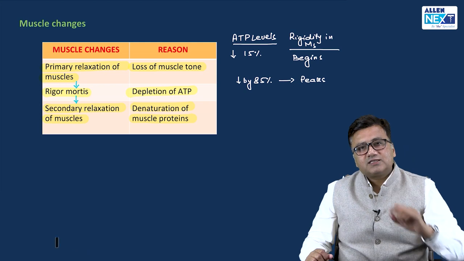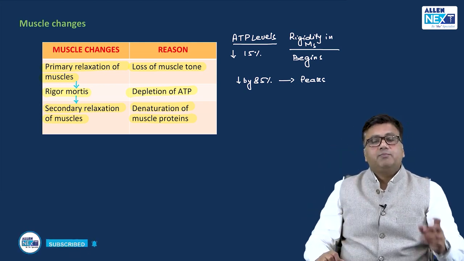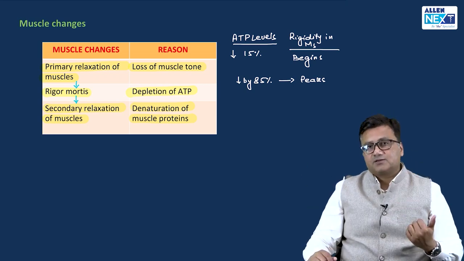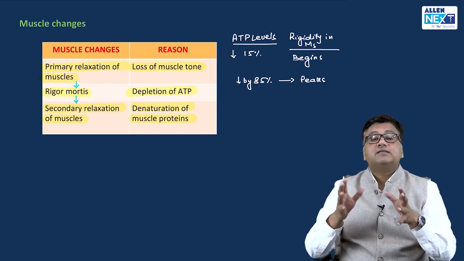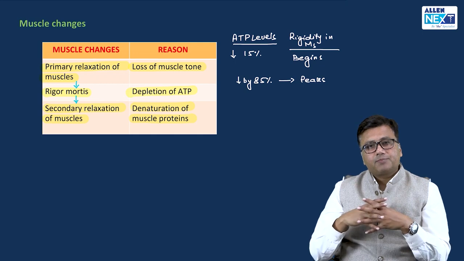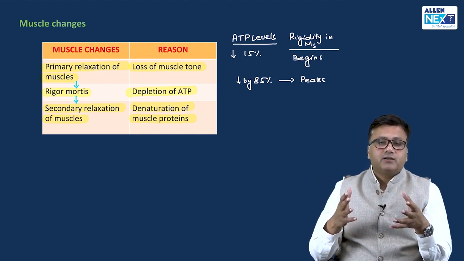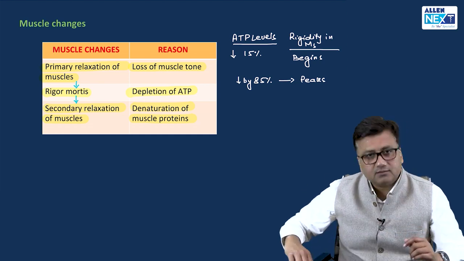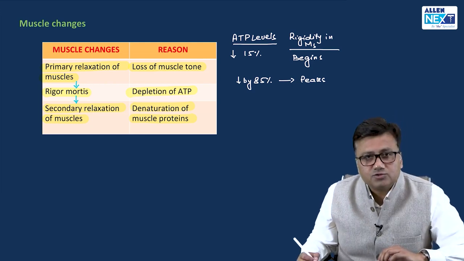Now, if somebody asks you a question that in a dead body, a particular muscle or muscles appear to be relaxed, is it primary relaxation or secondary relaxation? How can you check for it? How will you say whether the rigor mortis is yet to begin or it has already passed off? The answer is in what is called Zasco's phenomenon.